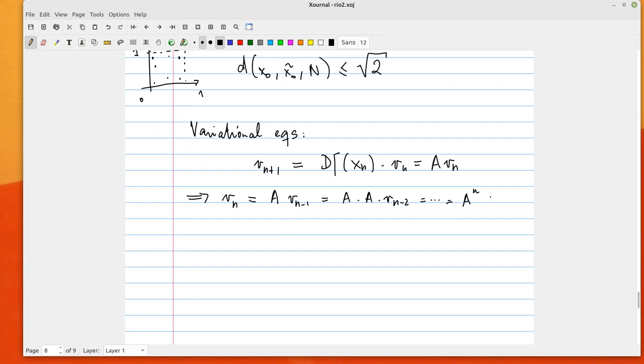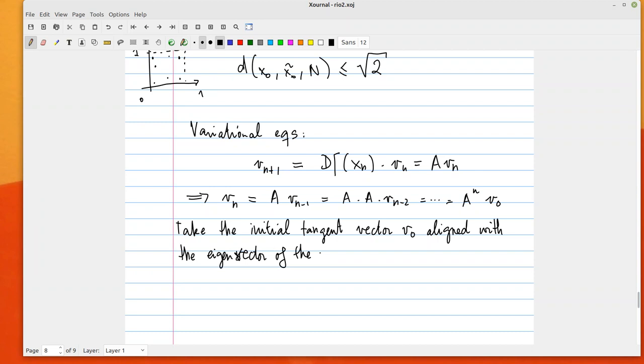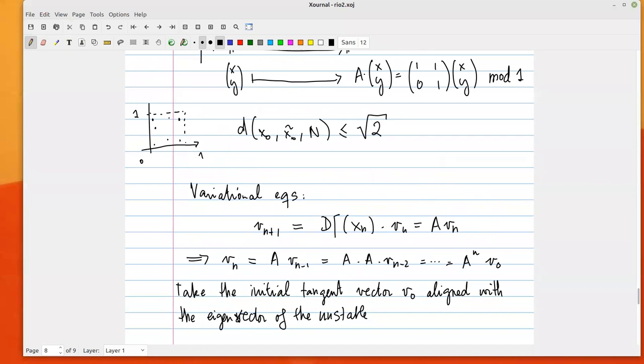Now take the initial tangent vector V 0, align with the eigenvector of the unstable direction. So what you do is the eigen analysis of this matrix, and you will have one contracting and one expanding direction. You take the eigenvector associated to the eigenvalue larger than one. So align with the eigenvector of the unstable direction.